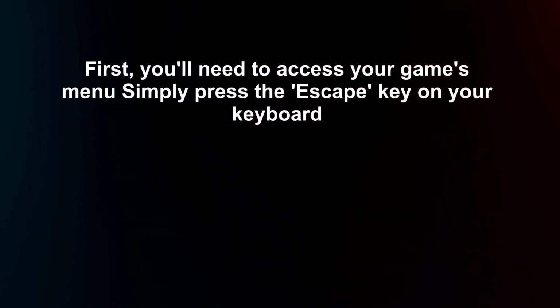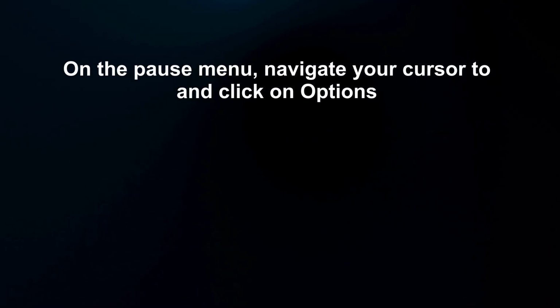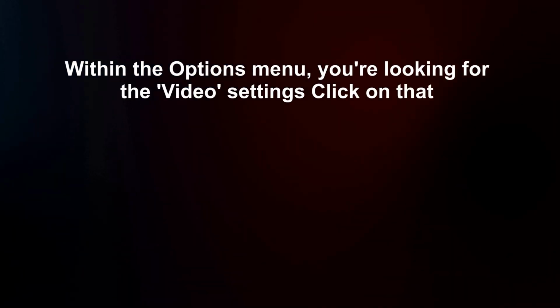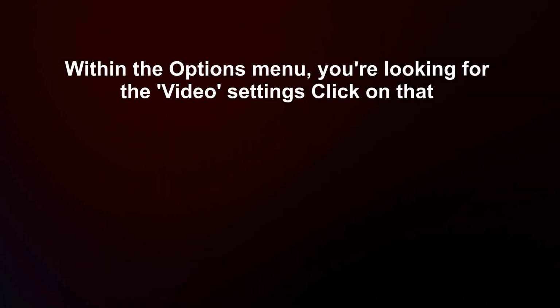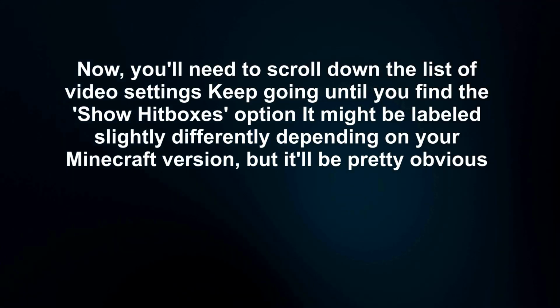First, you'll need to access your game's menu. Simply press the escape key on your keyboard. On the pause menu, navigate your cursor to and click on options. Within the options menu, you're looking for the video settings. Click on that. Now, you'll need to scroll down the list of video settings.